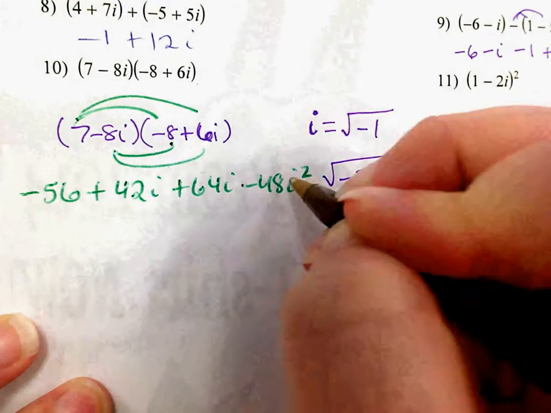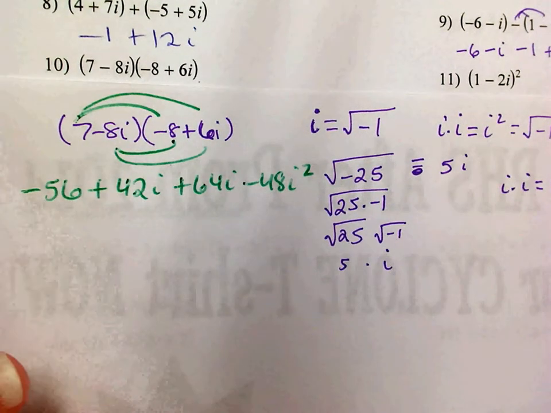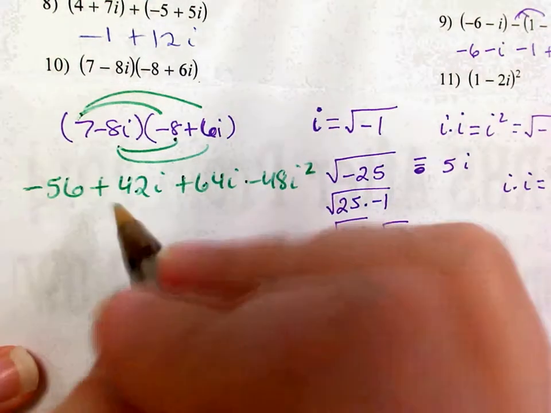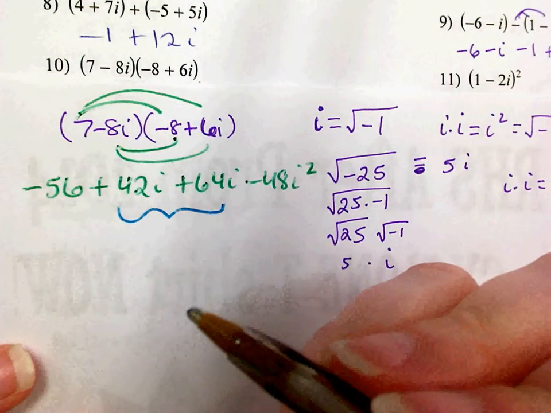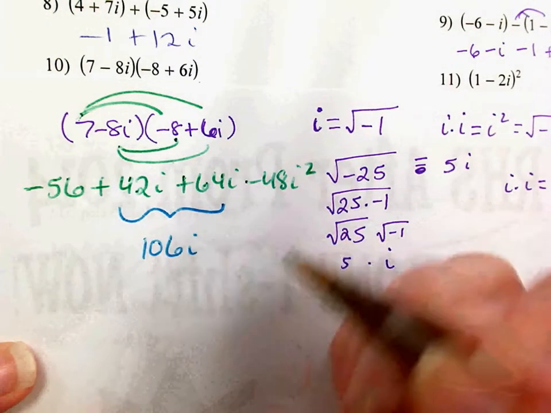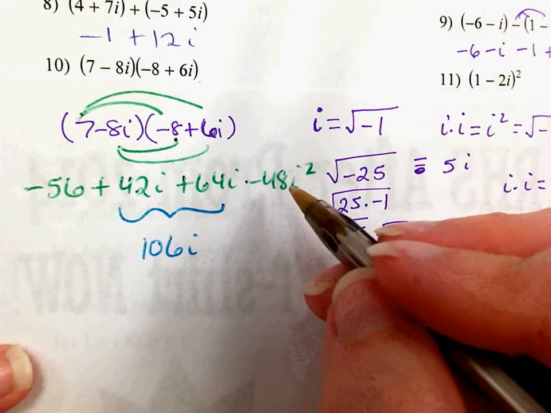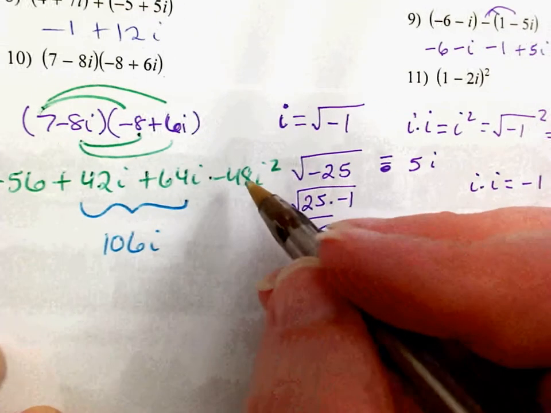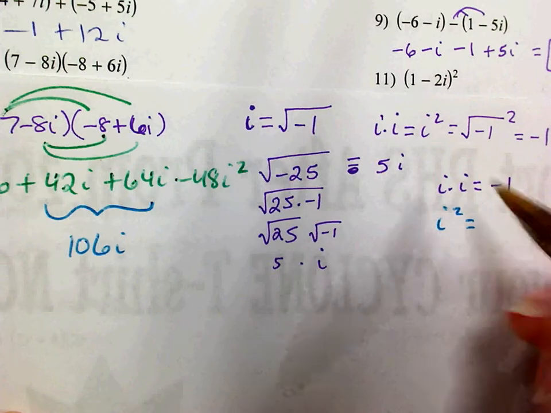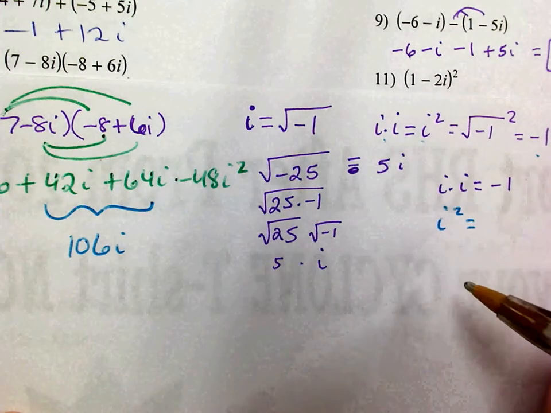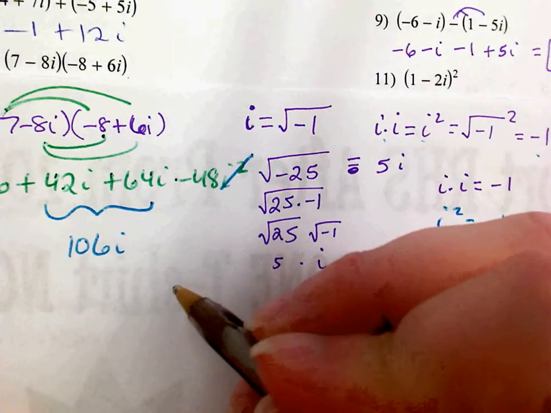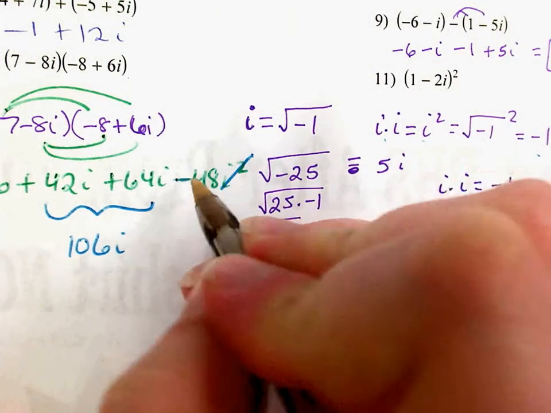So here's what we got. These both have an I in them, one I, right? So I can add those two together. That's 106i. What did we say to do when you have an I squared? I squared, we said, is negative 1. So I'm going to cross out the I squared and just change the sign. If it's negative, make it positive. If it's positive, make it negative. So that just becomes a positive 48. So I've got a positive 48 and a negative 56.